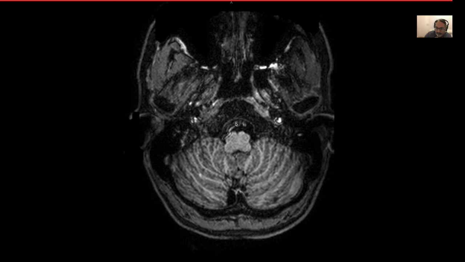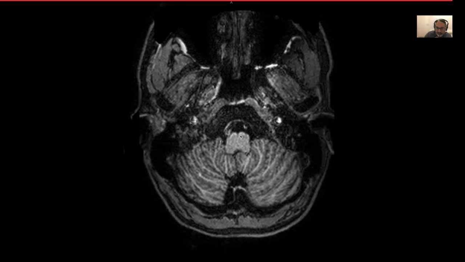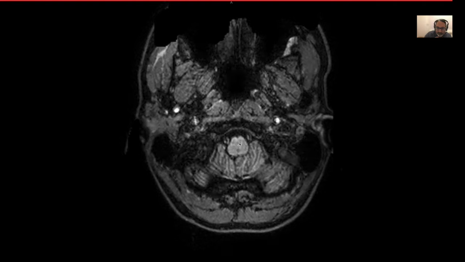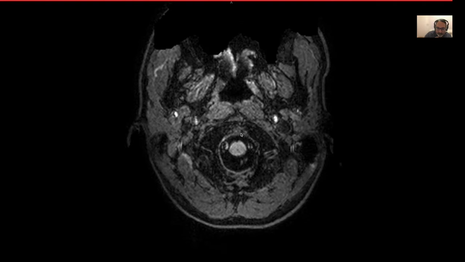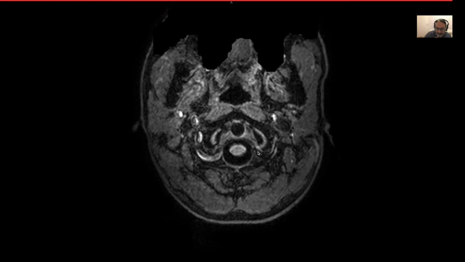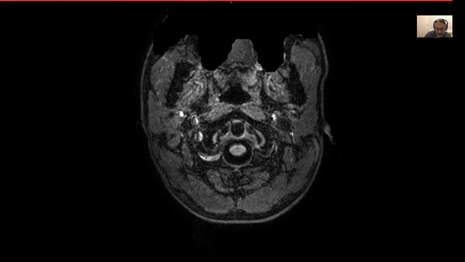Now it divides into two. So these are the vertebral arteries, and keep watching this. As the foramen magnum shows up, these two are your vertebral arteries coming from two sides, and there you see them coming into the foramen magnum, coming in from the vertebral foramens, the transverse foramens of your C1 vertebra.